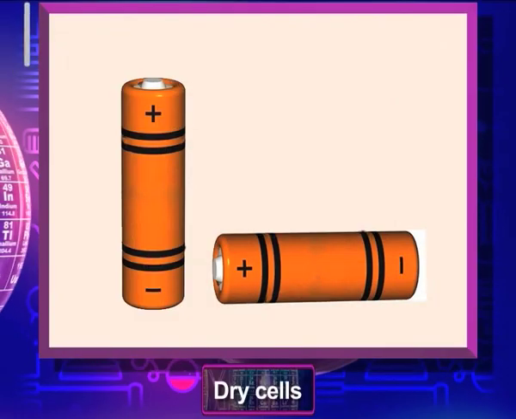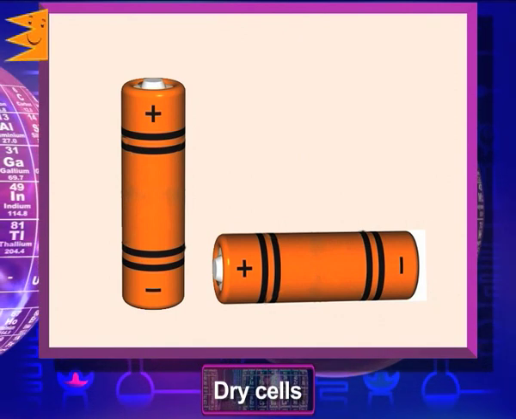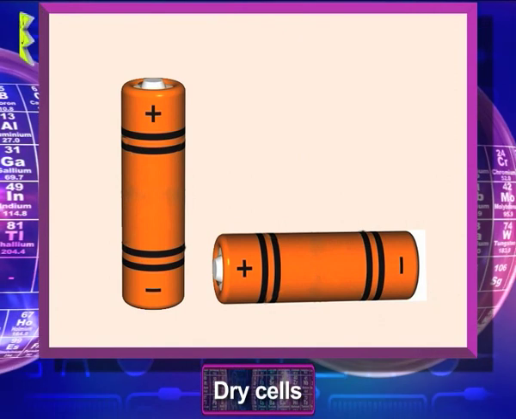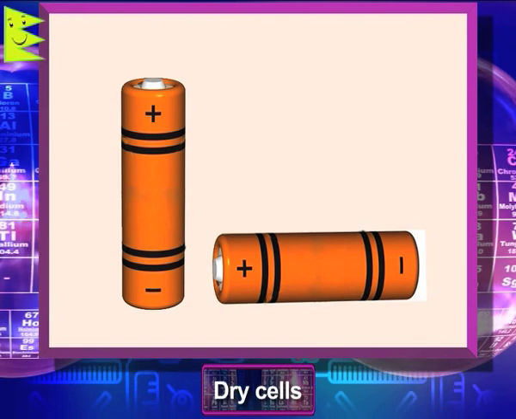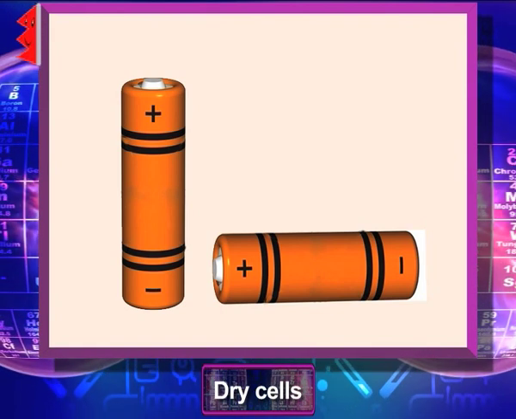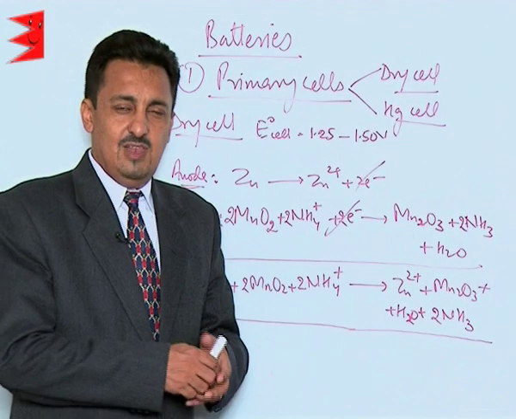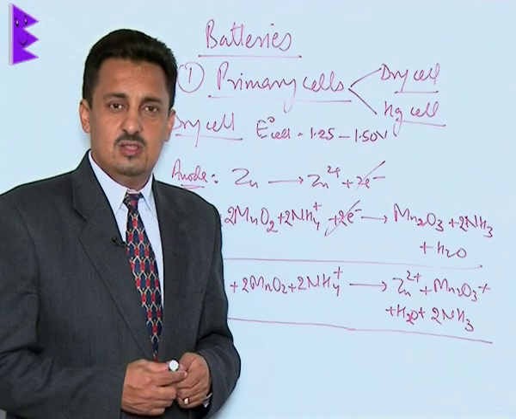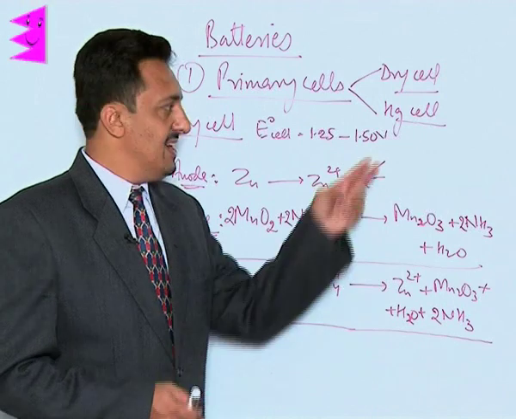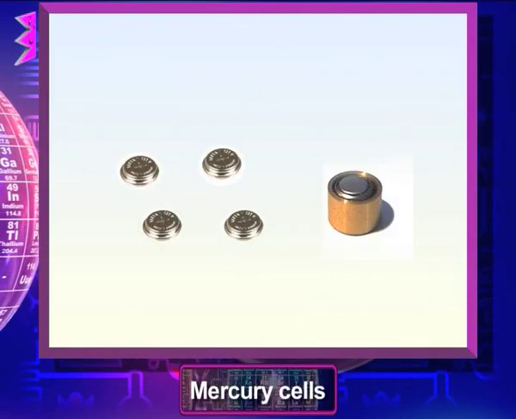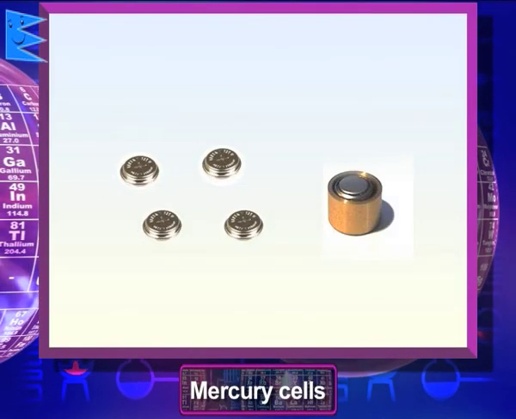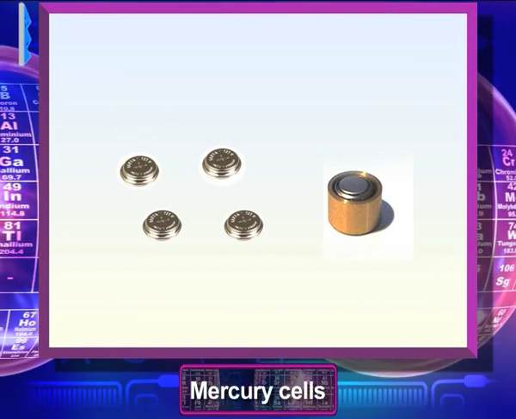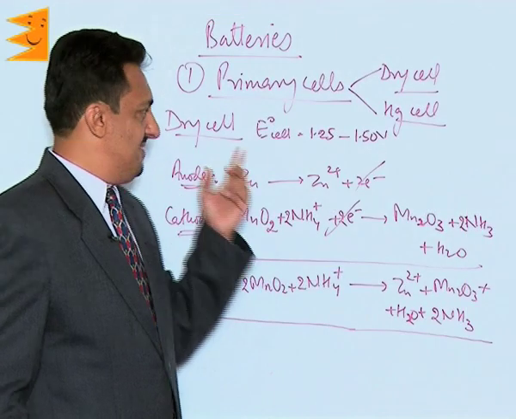The dry cells, the ones which we use in our radios and torches, in transistors, in normal toys, which are available in three sizes in the market, A, AA and AAA. These are called the dry cells. The second category is mercury cells, the button cells which we use in wristwatches or in electronic devices, in calculators and digital diaries, etc. Let us see first the dry cell.